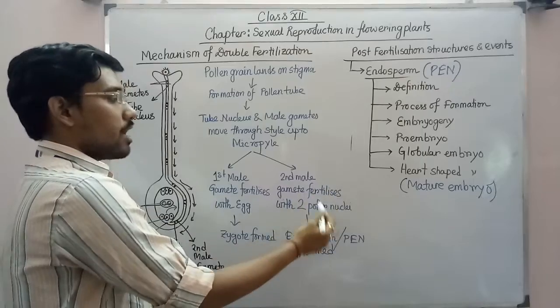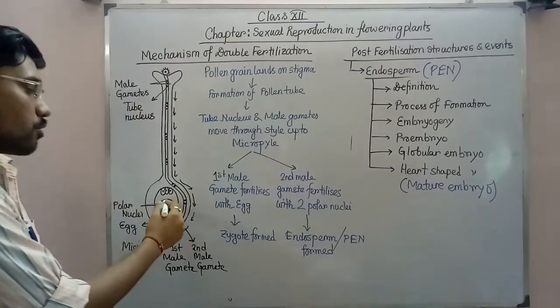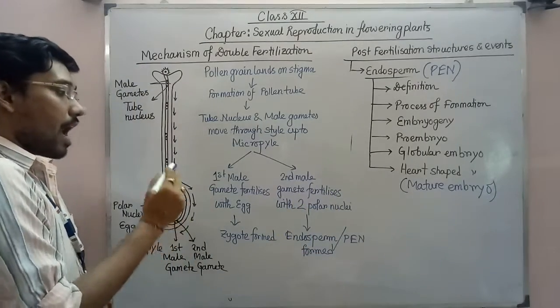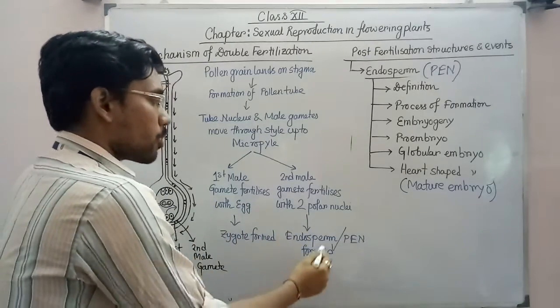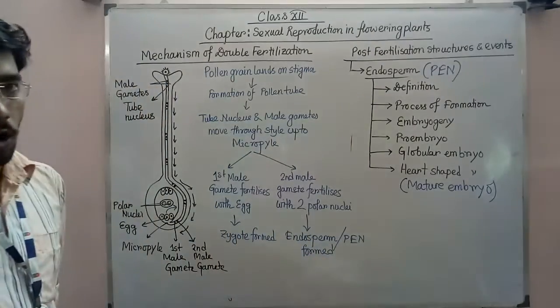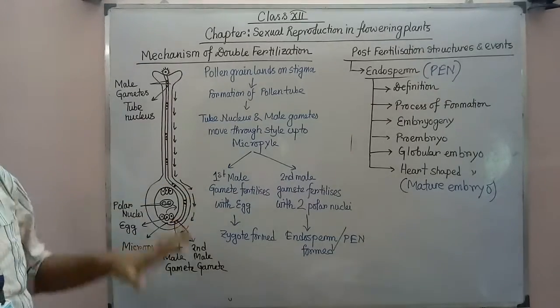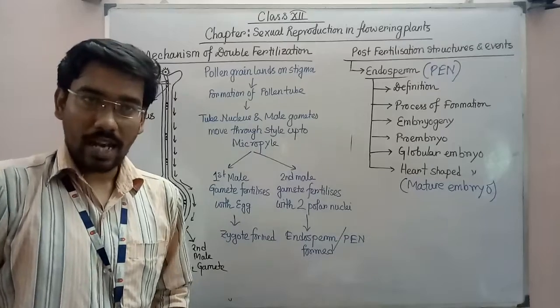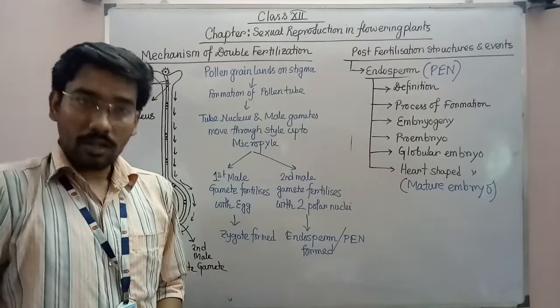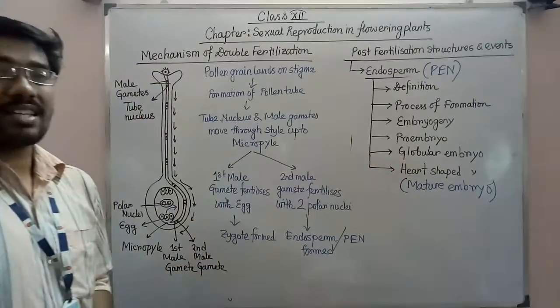Now the second male gamete fertilizes the two polar nuclei present centrally in the embryo sac, and when they fuse with the two polar nuclei, the primary endosperm nucleus is automatically formed. So in this process we can see fertilization happening two times, that's why it is double fertilization.